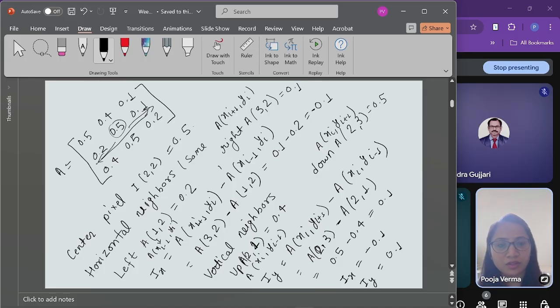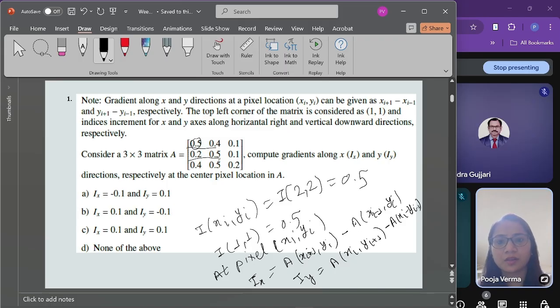Okay, so in the question they have asked to compute the gradient. So this is the gradient along x and y, that is the Ix and Iy directions. Okay, so it is directly calculated by this equation. So you can see Ix we have got minus 0.1 and Iy we have got 0.1. So option A is the correct answer for this question.